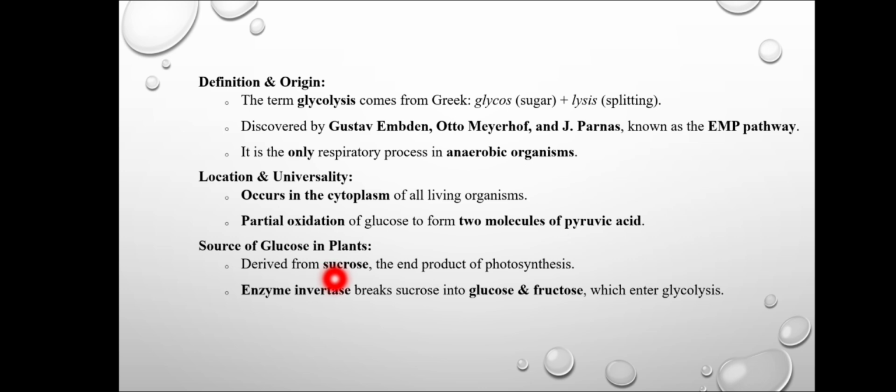Glucose is derived from sucrose, which is a disaccharide, and it is digested by an enzyme invertase, which converts one molecule of sucrose into glucose and fructose, and both glucose and fructose can enter into glycolysis.